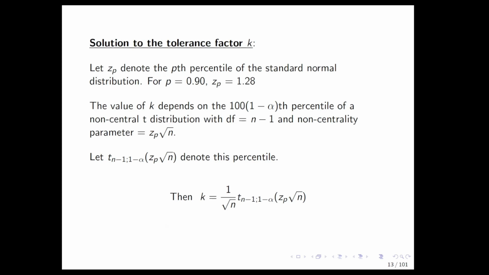It will also depend on the percentile of a non-central t distribution, 100 minus alpha percent, with the degrees of freedom n-1 and non-centrality parameter that Z_P, 1.28, times square root of the sample size. So then K is given by 1 over square root of n times that non-central t percentile. So if you found that a little bit too much or confusing, don't worry about it. This factor K is available. We have extensive tables available for the factor K in case you want to actually use it. In fact, at the end of our book, you will see several pages of tables listing this quantity K for various values of the sample size n, the content P, and the confidence level 1 minus alpha.